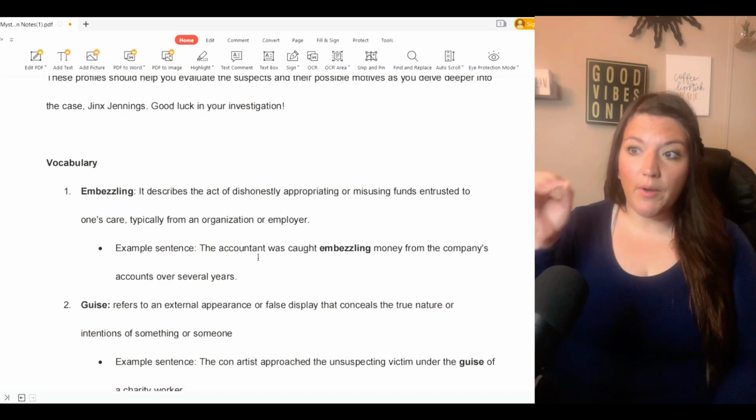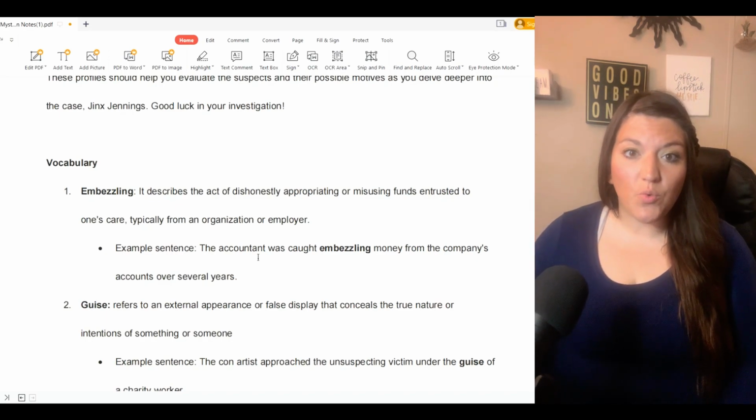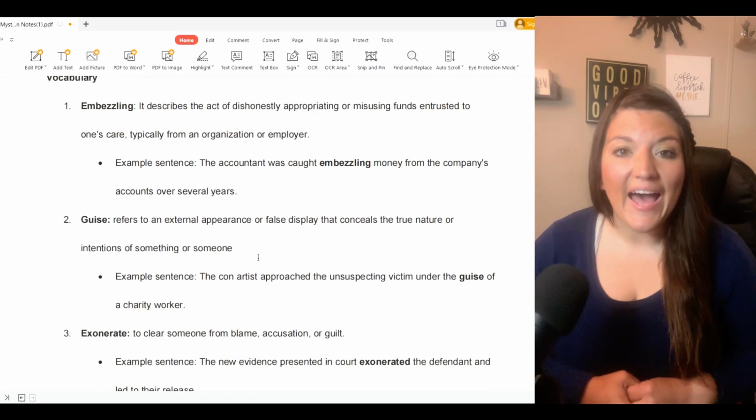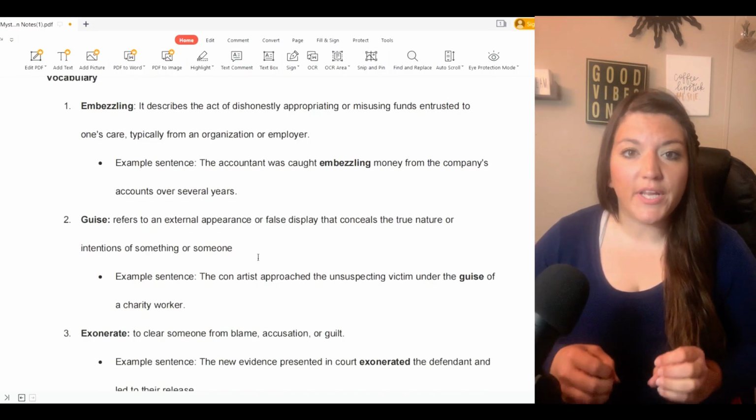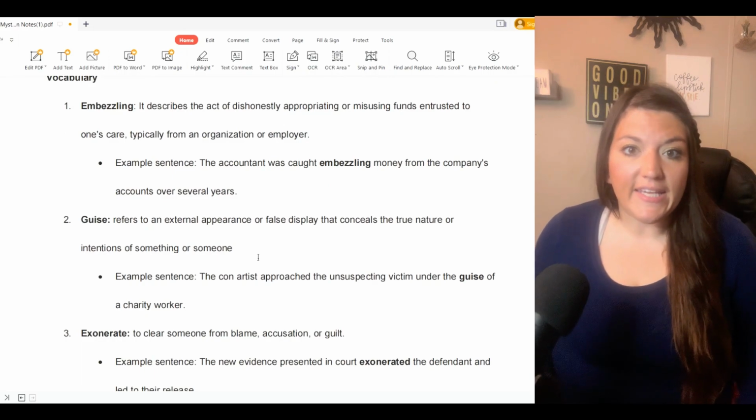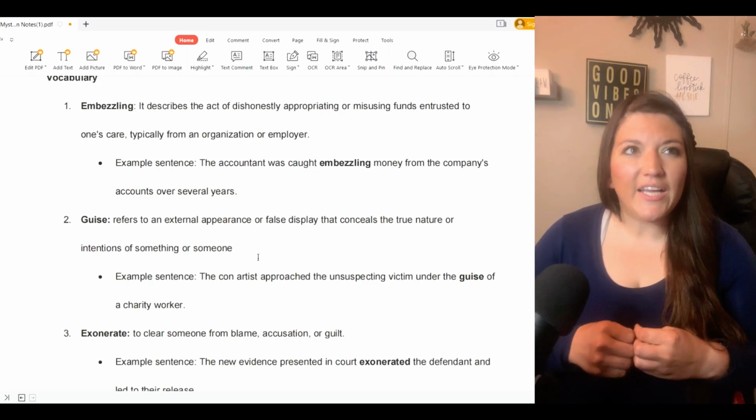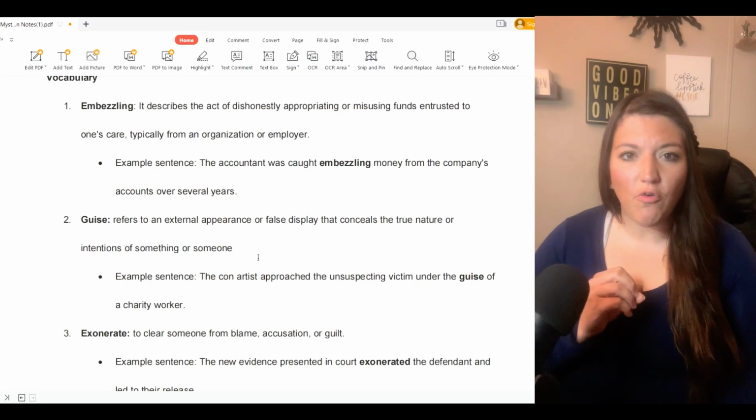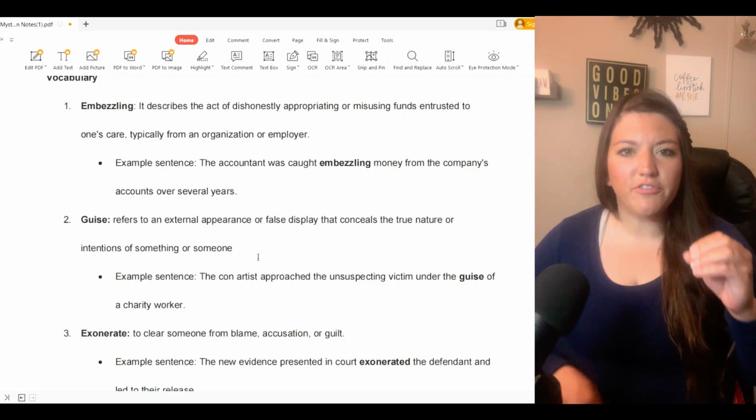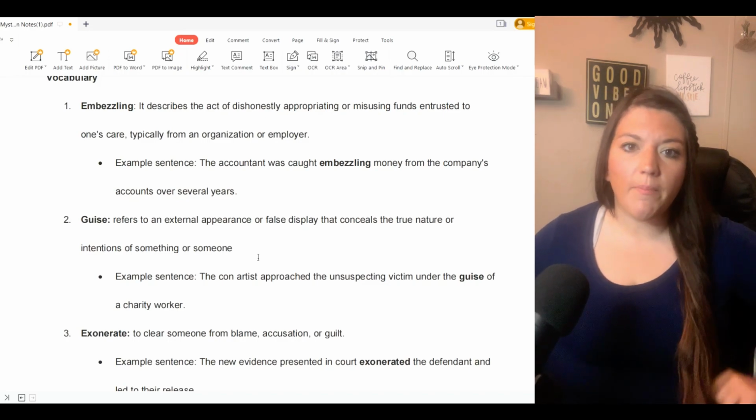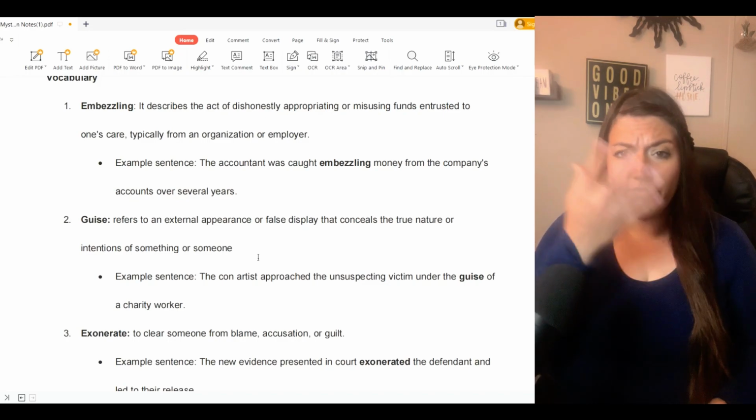So the example that we have here is the accountant was caught embezzling money from the company's account over several years. Embezzling. All right. The second word that we have is guise. Guise refers to an external appearance or false display that conceals the true nature of intentions of something or someone. So a guise is like falsifying yourself. So the embezzling, you're falsifying what you're doing with money. An embezzler is who falsifies that. And then when we talk about guise, we are saying you're falsifying yourself.